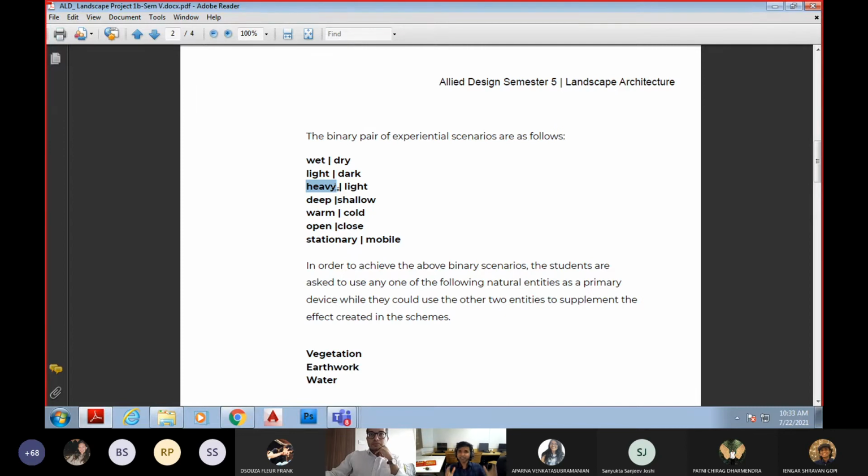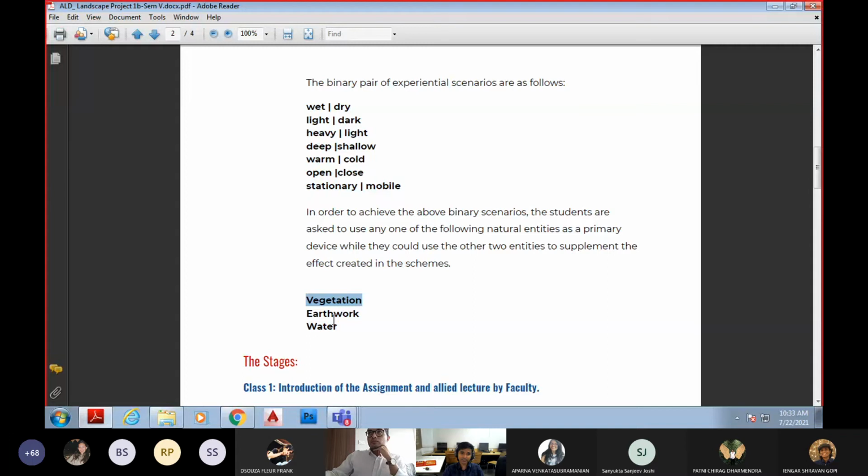It could be interpreted in many ways. So she would create one option which conveys that sense of heaviness, and one option which conveys that sense of lightness. Now she could use vegetation as a primary entity to curate this experience. But she could also use the other two, earthwork and water, sparingly, so that they don't become the hero or the heroine of the project. They become the side actors, but vegetation plays an important role in doing it.